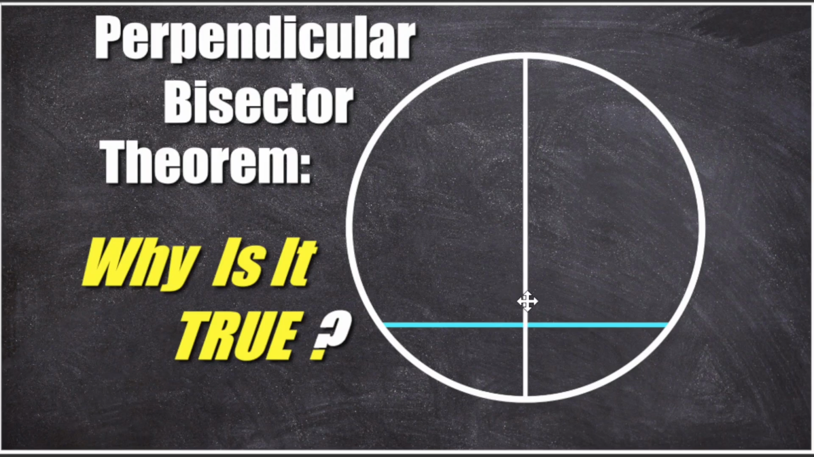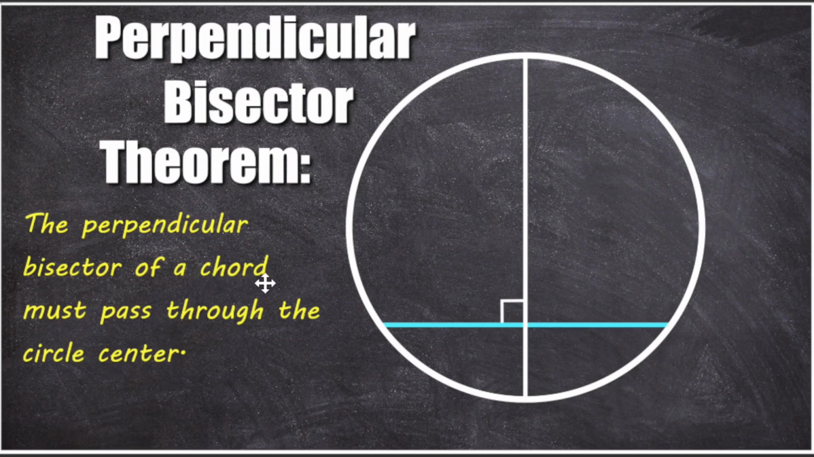Because the line is perpendicular, we know that the angle between the line and the chord is 90 degrees. The chord splits the line in two, and now let's look at what the theorem says. The perpendicular bisector of a chord must pass through the circle center. Let's break this statement down so that we can understand what it means.